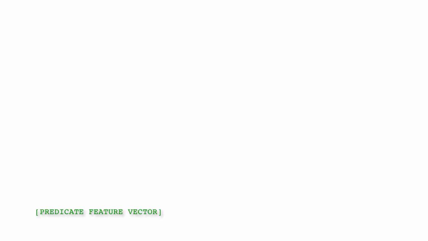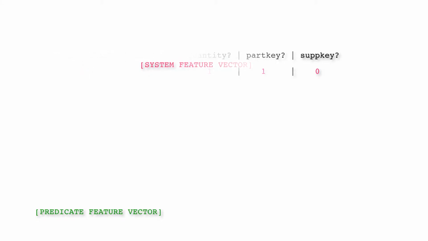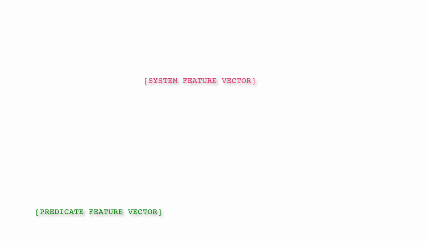We also need to know the state of the system, for example, which columns have indexes on them. And when we run these, we'll put indexes on these columns sequentially to see how the system behaves. And we'll call that the system feature vector. Finally, we need to know a little bit about the machine that this is running on.